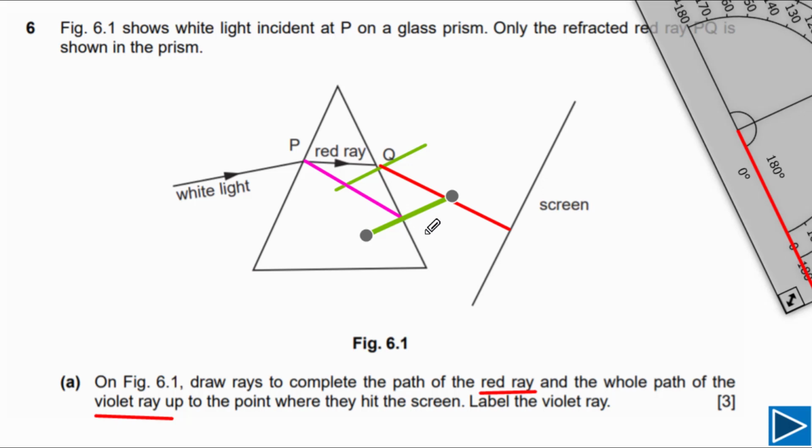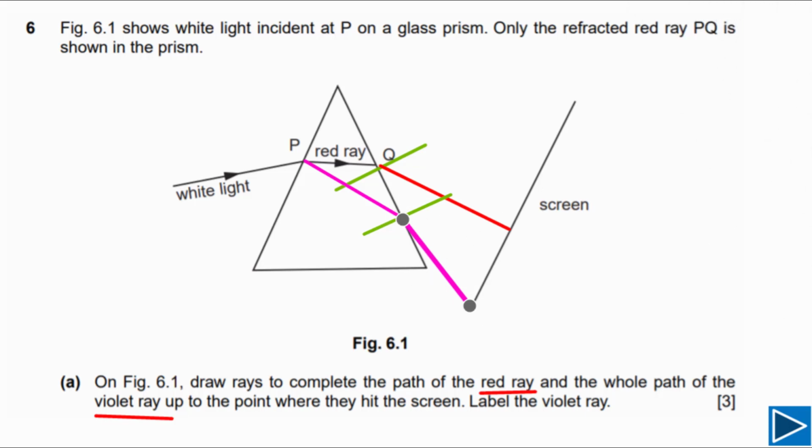The emergent ray is entering a less dense medium, so it will bend away from the normal. This is violet light, so it will refract even more than red, so it will bend somewhat like this. It will bend more than red. So this is how you need to draw red and violet light. We can also use small arrows to show the direction of travel. These arrows are also important. We can draw these arrows here.